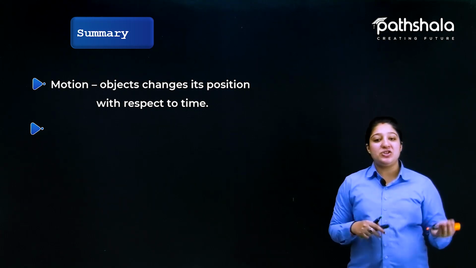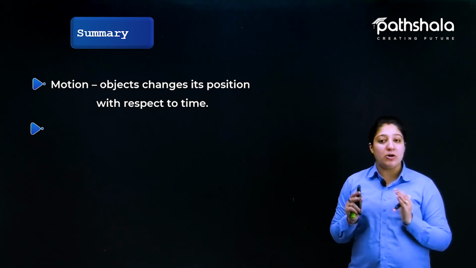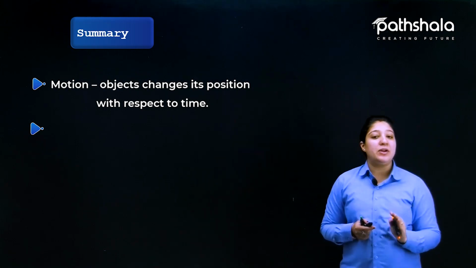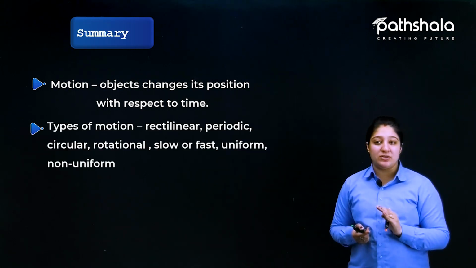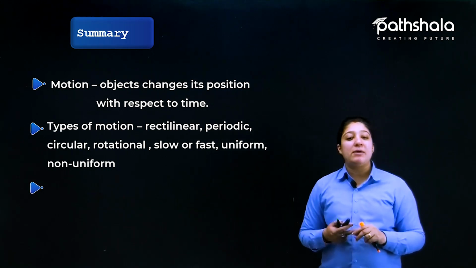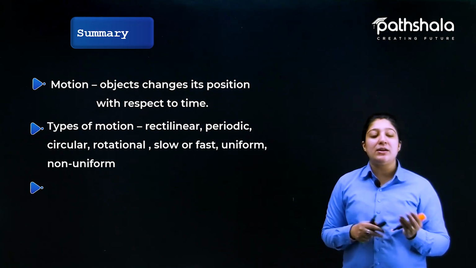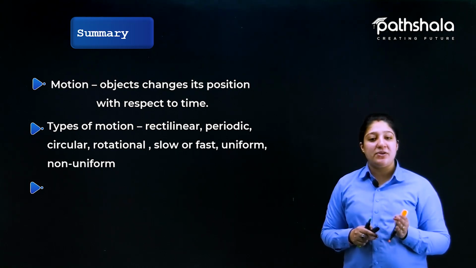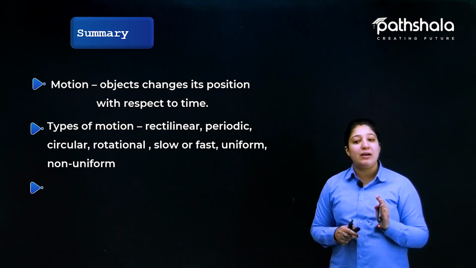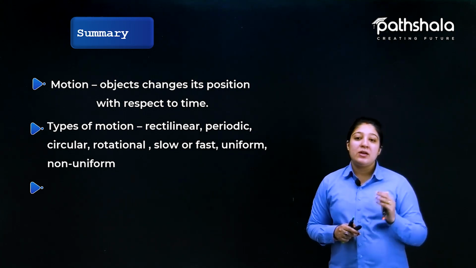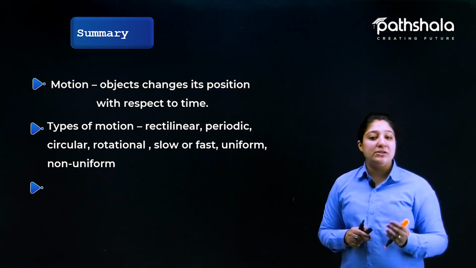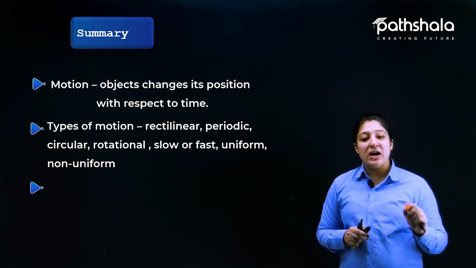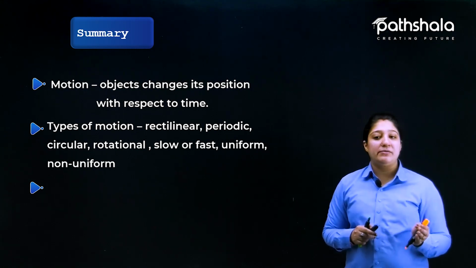That is, with the going on of time, the object changes its position from one place to another. Then only we are going to say that the object was in motion, right? After that, we have discussed the different types of motion. What are the different types of motion? Rectilinear motion. Here, when the object is moving in a straight line, then we'll say that the object is doing the rectilinear motion. After that, we have understood the concept of periodic motion, where the object repeats its motion after a certain period of time or equal interval of time.